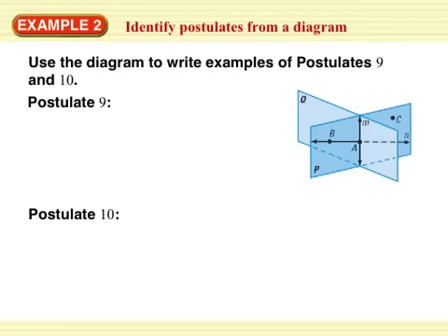Example 2. Use the diagram to write examples of postulates 9 and 10. So I'm using the diagram. This diagram looks like 2 planes intersecting. I see a point on 1 plane, lines on some planes. So let's look and see what postulate 9 says. A plane contains at least 3 non-collinear points. So I see here that a plane contains at least 3 non-collinear points.